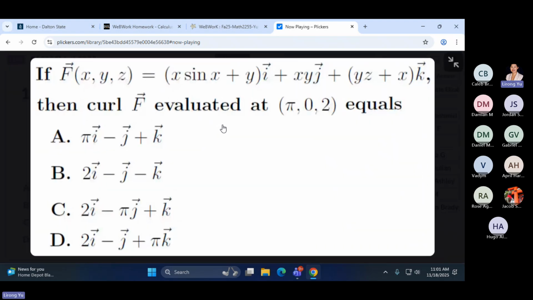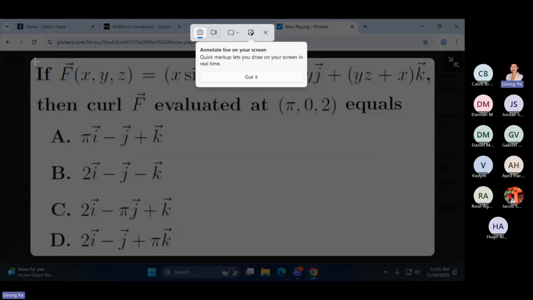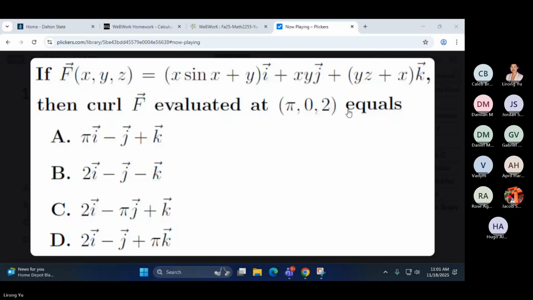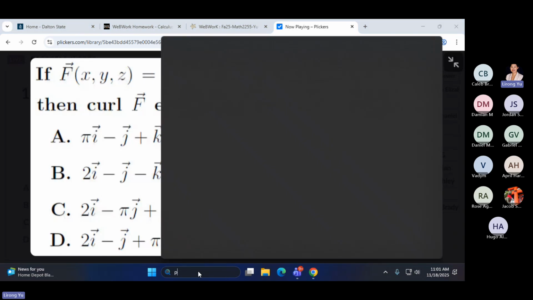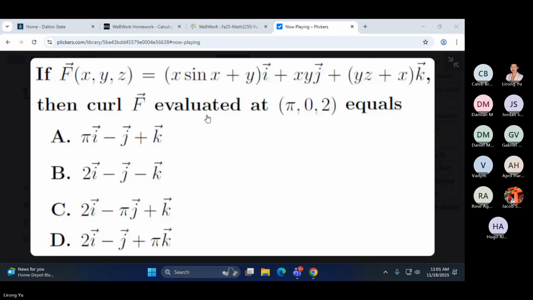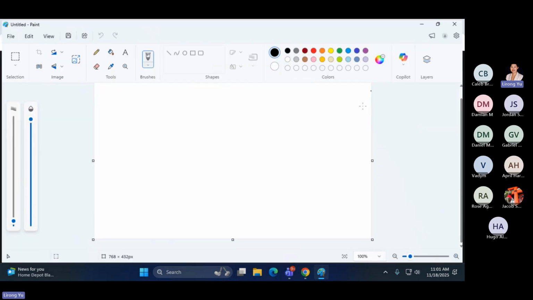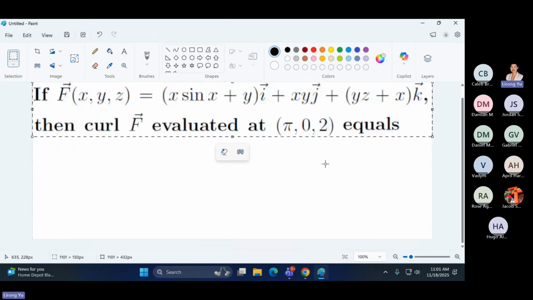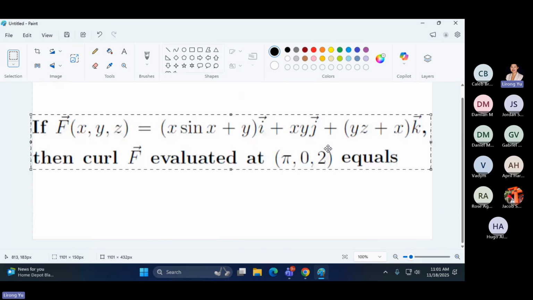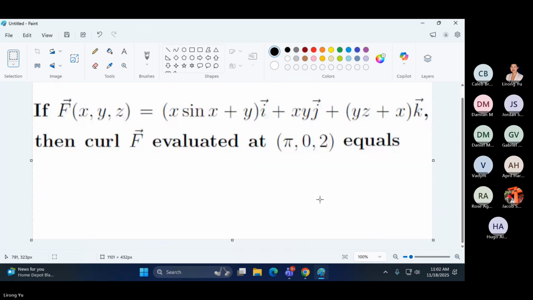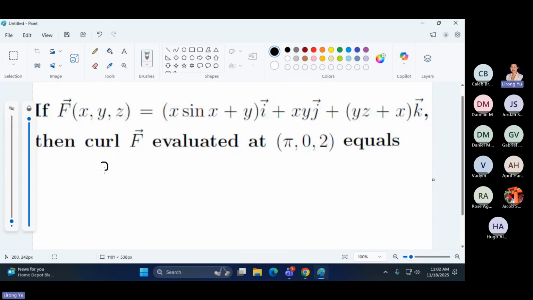So we're going to identify the question from the calculation. I mean, we have to know how to calculate curl in order to complete section 14.6. Let's try to write it in an organized way. To calculate curl, we have to have the partial derivative operator.